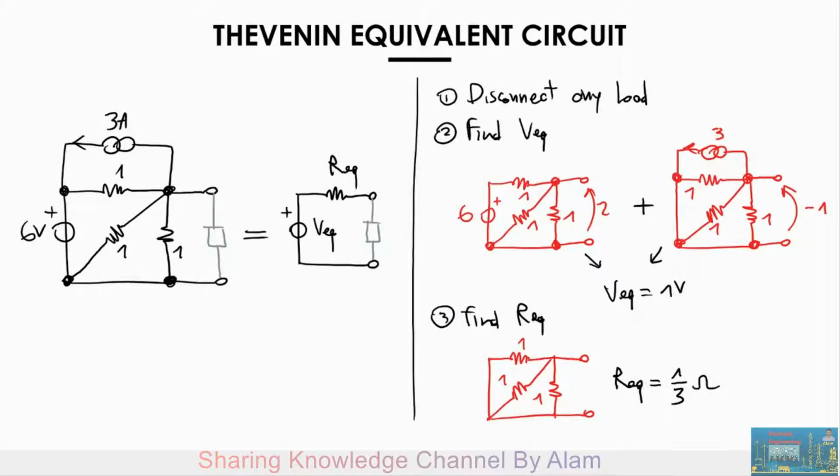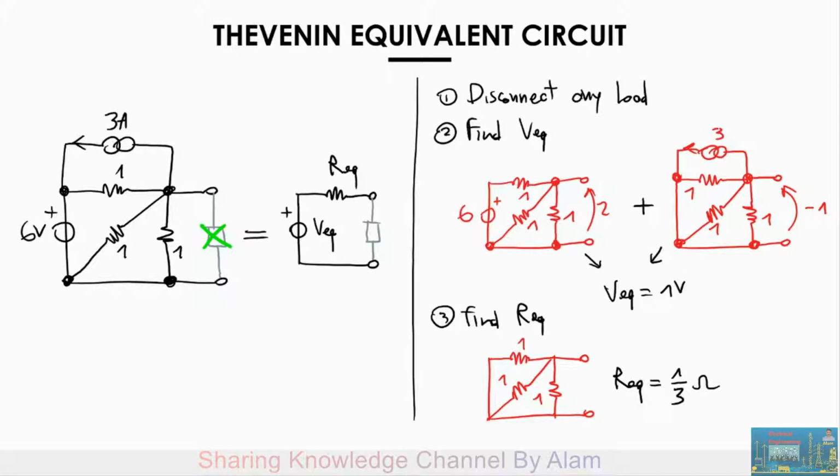Let's look at an example. On the left, we have a fairly complex circuit with two generators and three resistors, and we want to find its Thevenin equivalent. Let's go step by step. Step 1, remove the load. Done. Step 2, find the value of V equivalent using the superposition principle. As you can see here, I've already done the work.